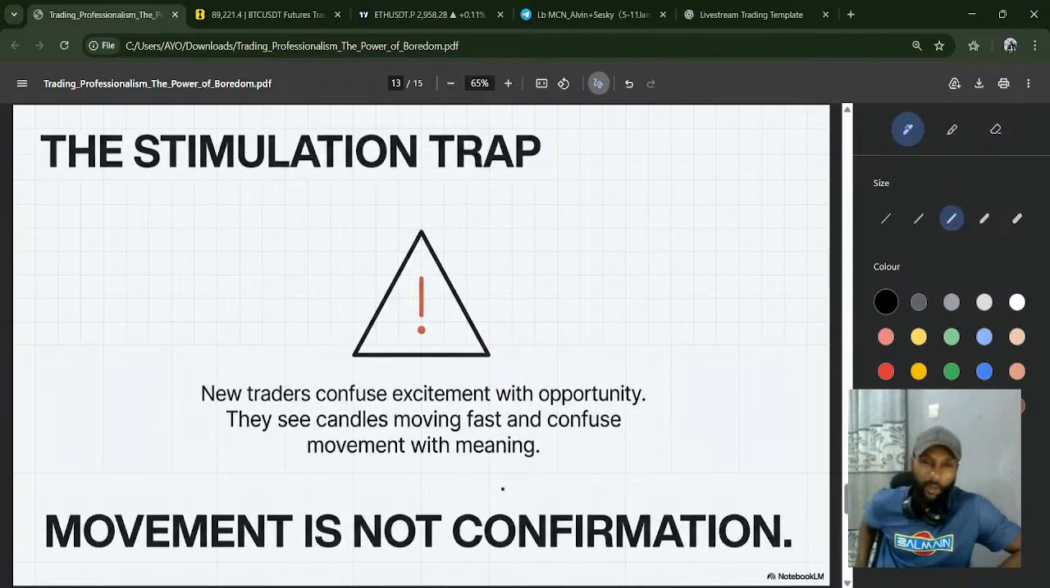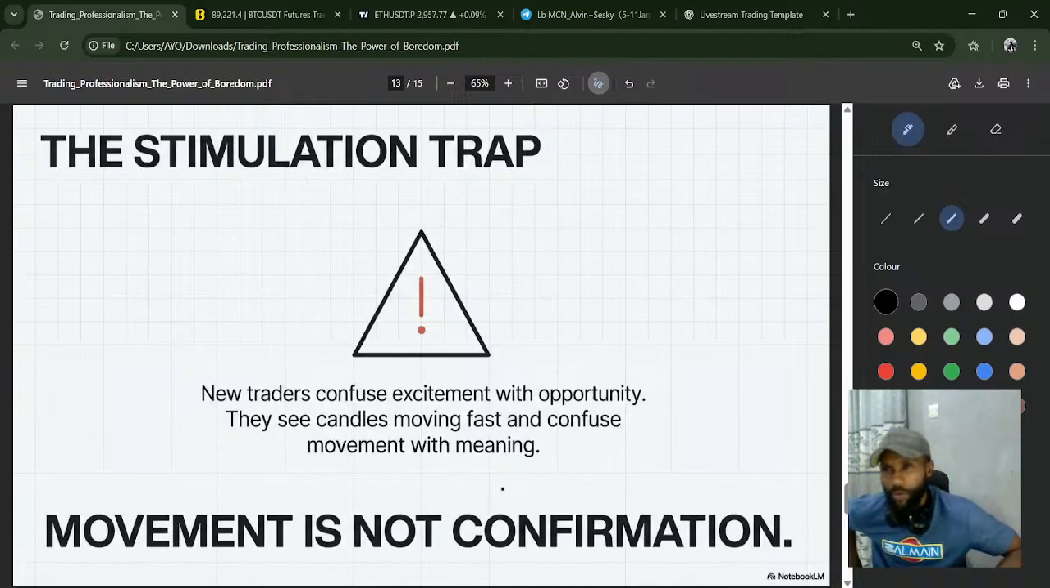Alright, the simulation trap. New traders confuse excitement with opportunity. They see candles moving fast and confuse movement for meaning. Movement is not confirmation. I'll repeat that 100 times so you understand. Don't confuse excitement with opportunity. Movement isn't confirmation. Please take note of that.